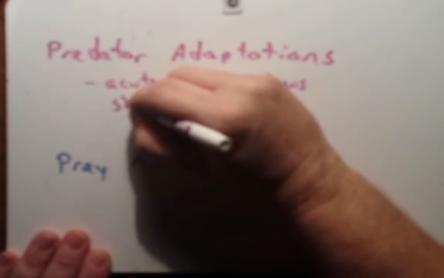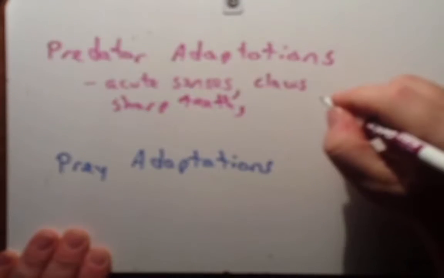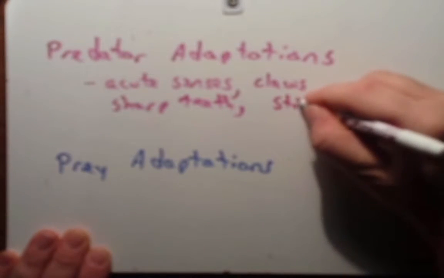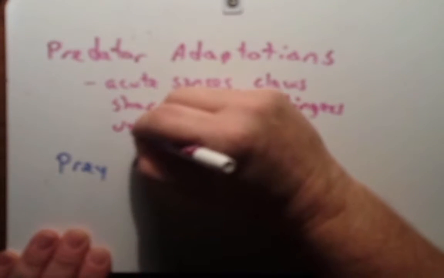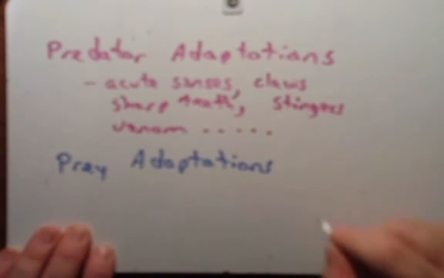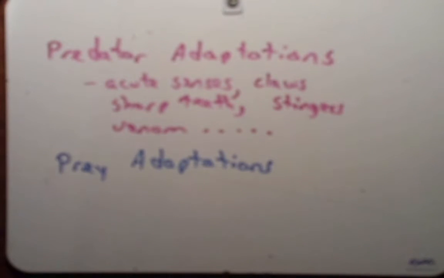Sharp teeth, stingers, venom, and we could go on. And I'm sure you can think of a lot of examples if you think about your favorite predator. What has allowed them to be good at being a predator, to have survived? What adaptations do they have?